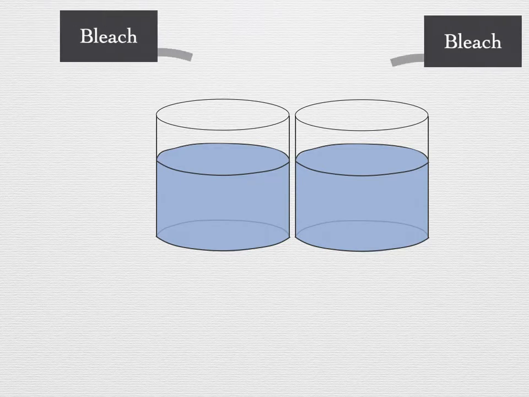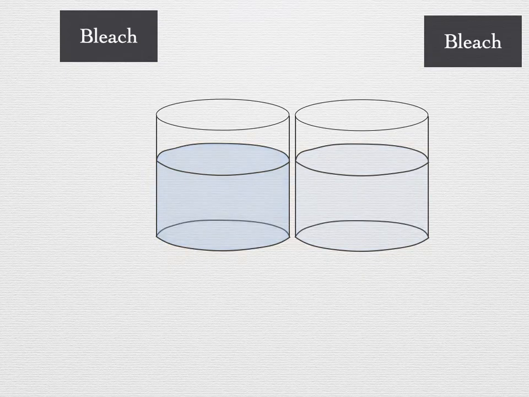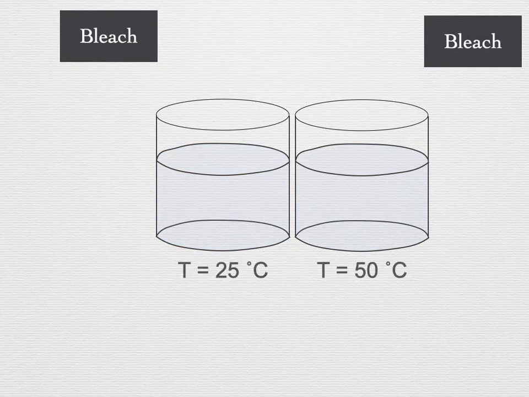Here is the bleach, and here are the reactions. What do you think? I bet it is likely that you guessed that the reaction vessel that became less colored more quickly was the hotter vessel, and you would be right. Chemical reactions occur more quickly as they are heated.